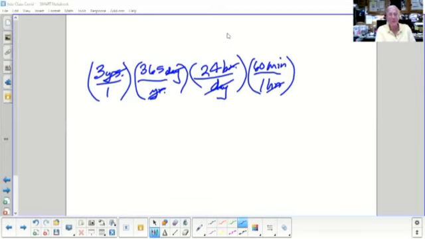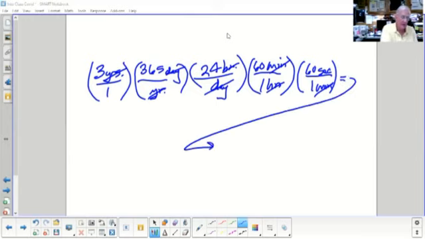And now we really want to be at seconds. So I want minutes to go away. What I want to go away goes on the bottom. For every 1 minute, there are 60 seconds. Now notice the label on the final answer: the only label left that isn't canceled out is seconds. So I know we're going to have an answer that is in seconds.